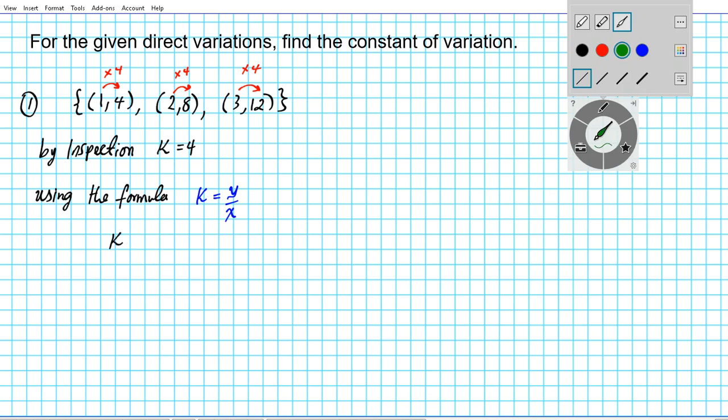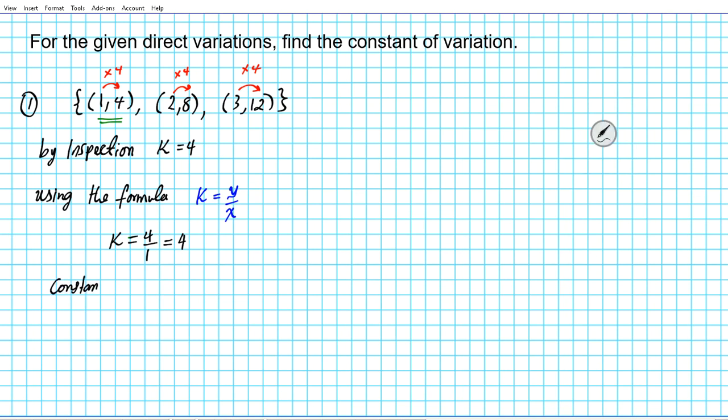Let's use the first coordinate for this calculation. So k is going to be the y coordinate, which is 4, divided by the x coordinate, which is 1. 4 divided by 1 is 4. So for question number 1, the constant of variation represented by the letter k is equal to 4. All right, let's take a look at another example.